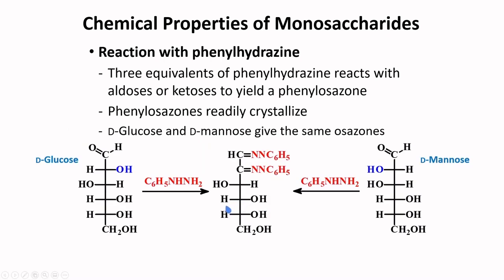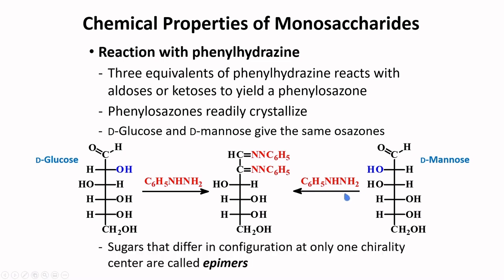D-glucose and D-mannose give the same osazones. Take note that glucose and mannose only differ in the configuration at C2. Hence, their osazones are expected to be identical. Sugars that differ in configuration at only one chirality center are called epimers. D-glucose and D-mannose are epimers.